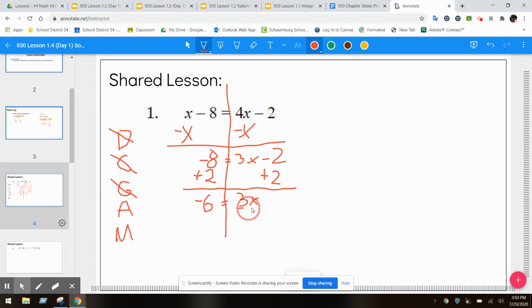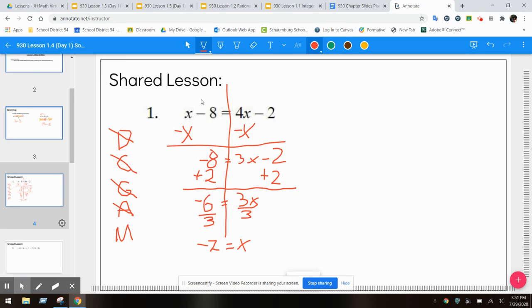Divide by 3 on both sides. That's my last step, to multiply or divide by a coefficient. Divide by 3 on both sides. -6 divided by 3 is -2. And -2 equals x. The nice thing with any equation that you ever come across is you have an answer key embedded. If you were to plug -2 back into your original equation, it should work.